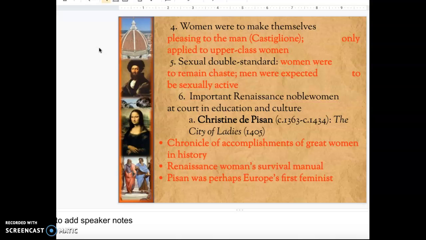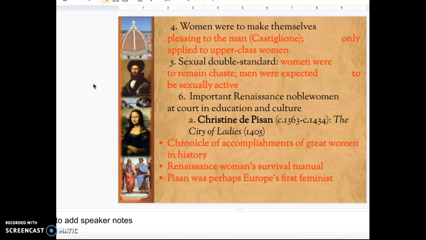There was also a sexual double standard during the Renaissance for women. And what they mean by that is women were to remain chaste until marriage, which means, again, completely faithful to one individual and not sleep around and have multiple partners. Men, on the other hand, were expected to be sexually active. They were basically permitted to go and sow their wild oats. So you can see the double standard that existed at this time.